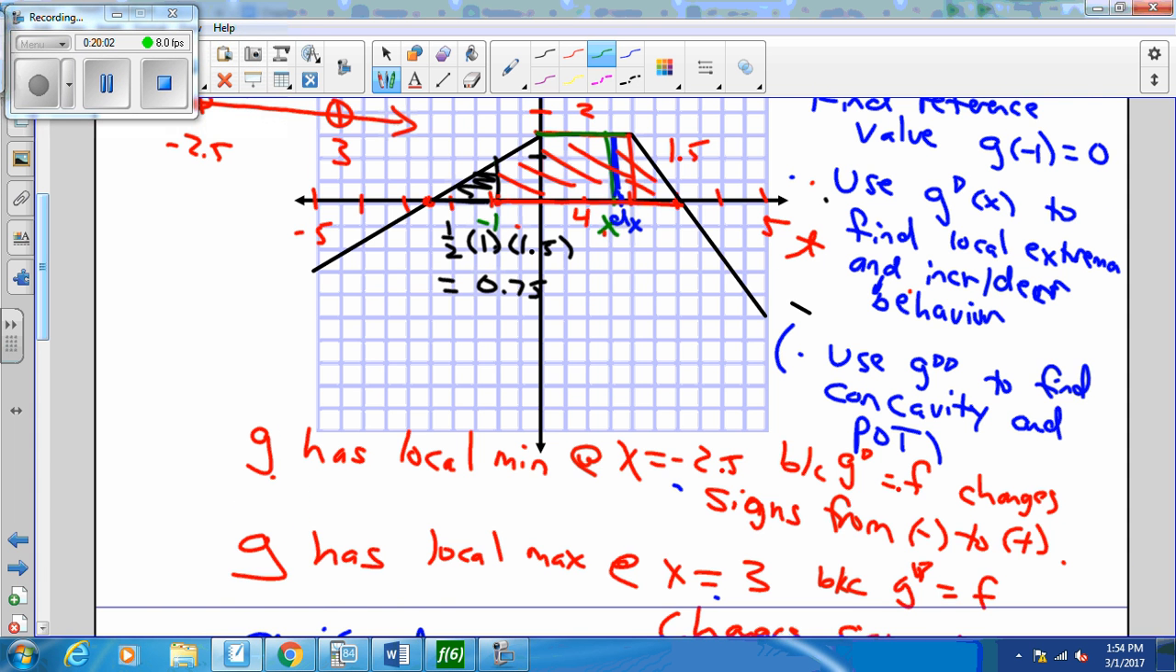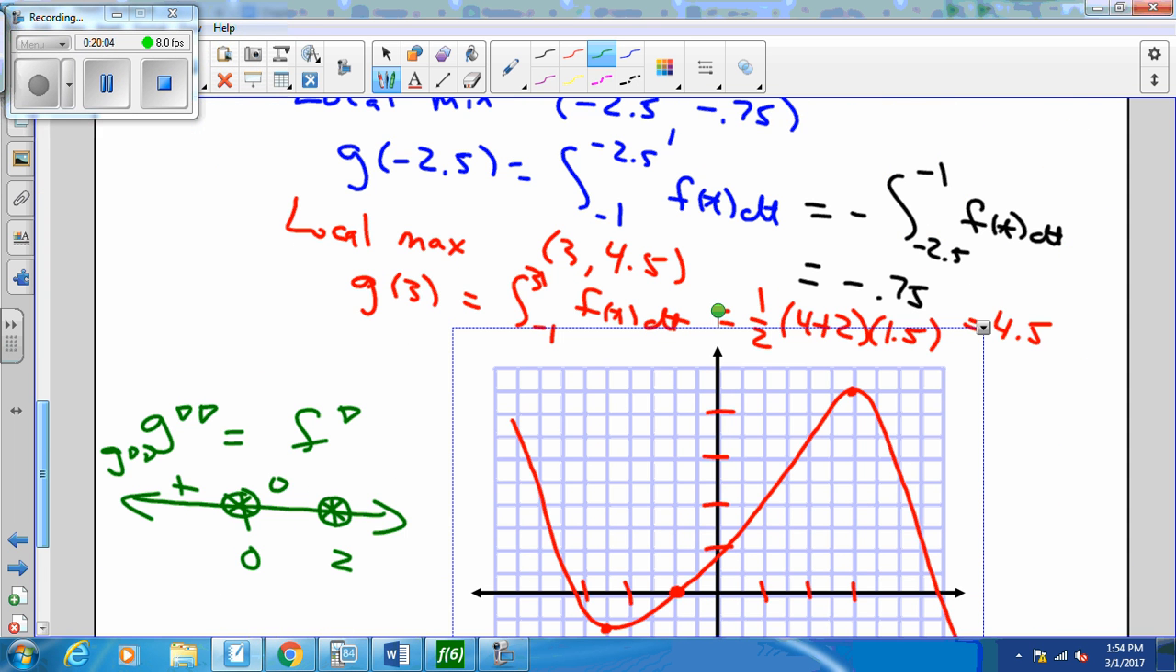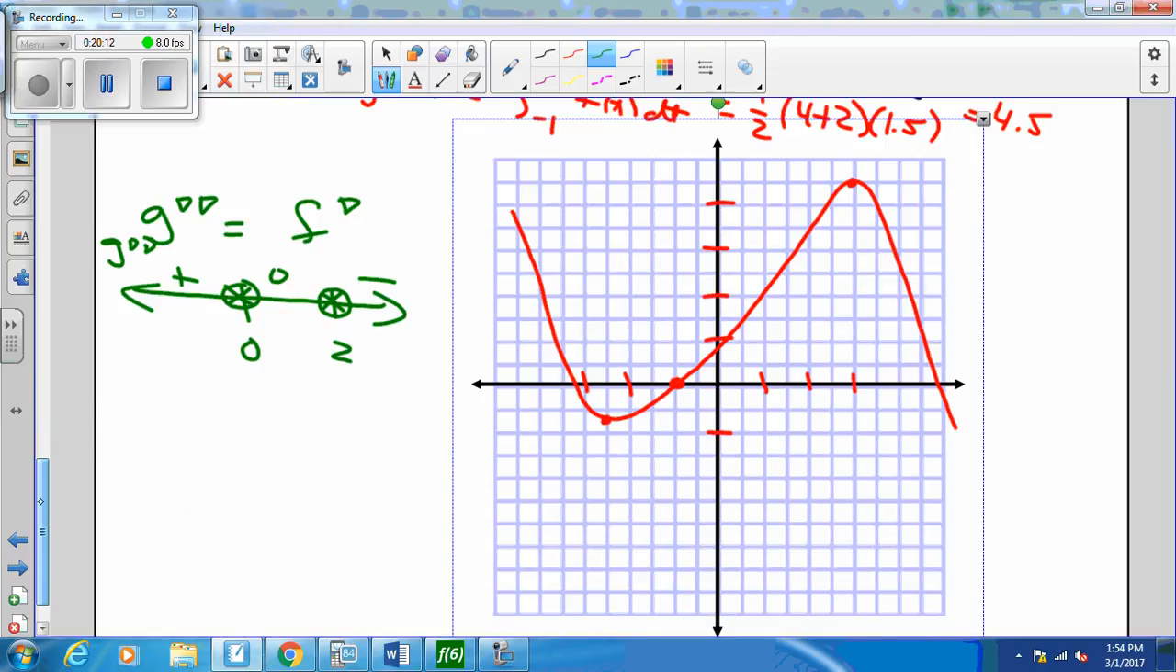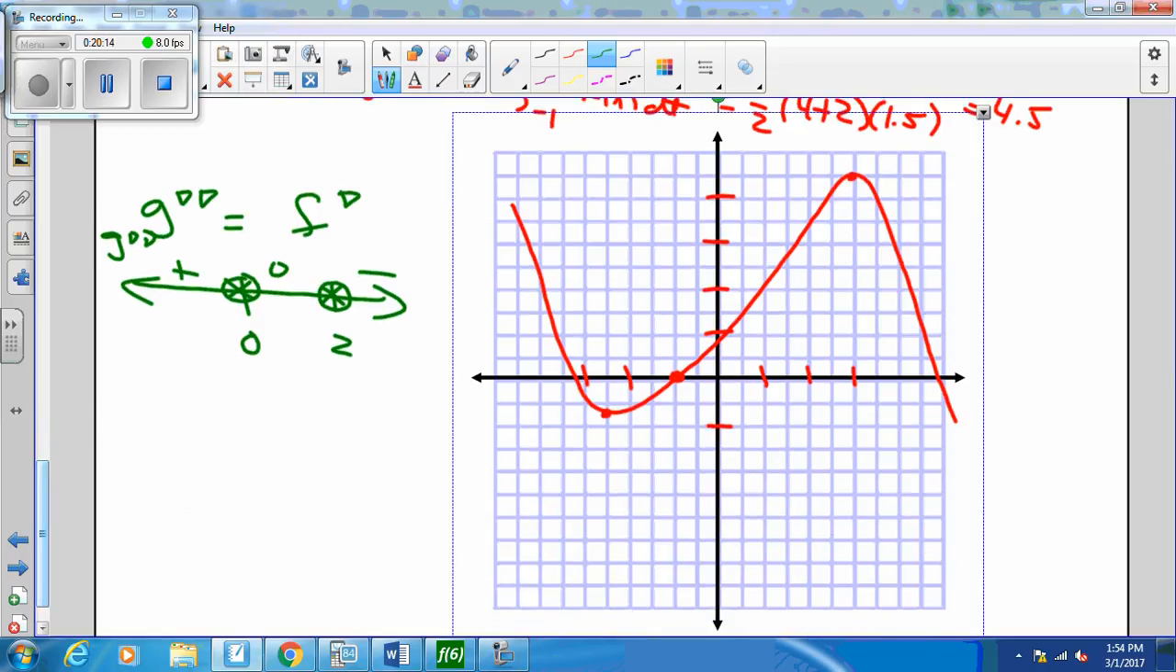And in between, my graph is horizontal, which means its slope is 0. So I'm going to have something that's kind of unusual. I'm going to have 0 instead of plus or minus for this thing. And then for x's beyond that, my slope is negative. Now what does that tell us about the graph of g? It tells us that g should be concave up until x equals 0.